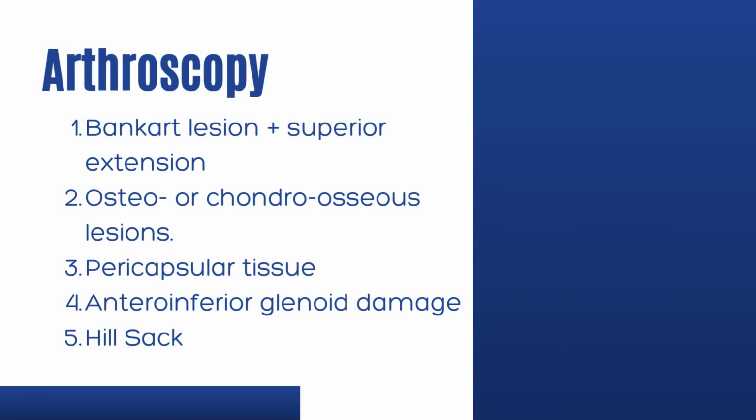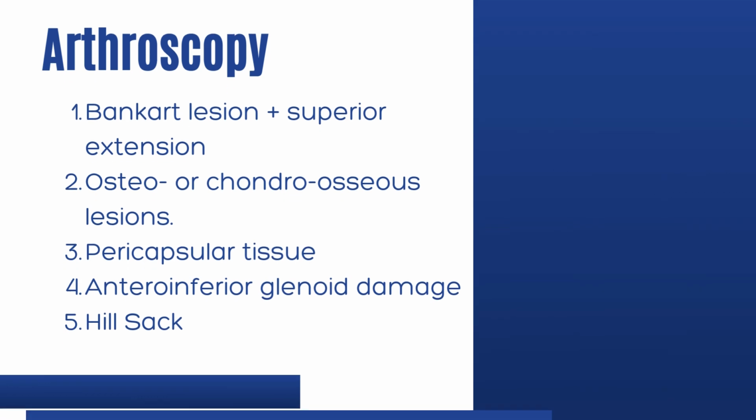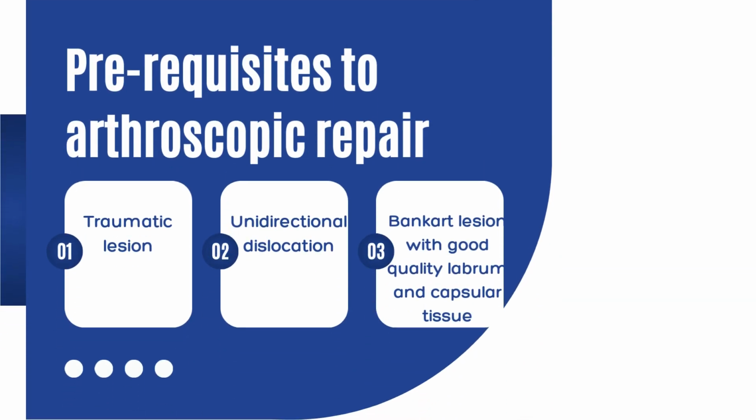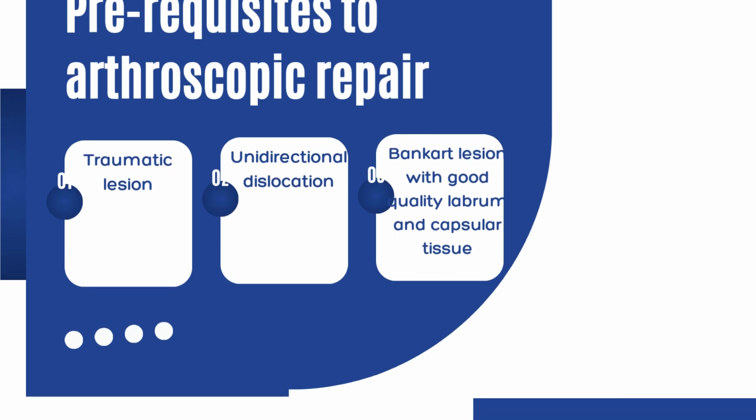Arthroscopy is used for diagnosis and treatment. Diagnosis of Bankart lesion or superior extension, osteochondral and chondro-osseous lesions, pericapsular tissue damage, and anterior and inferior glenoid damage or Hill-Sachs lesion. Prerequisites for arthroscopic repair are usually traumatic lesions and unidirectional instability, Bankart lesion with healthy labrum and capsule tissue.